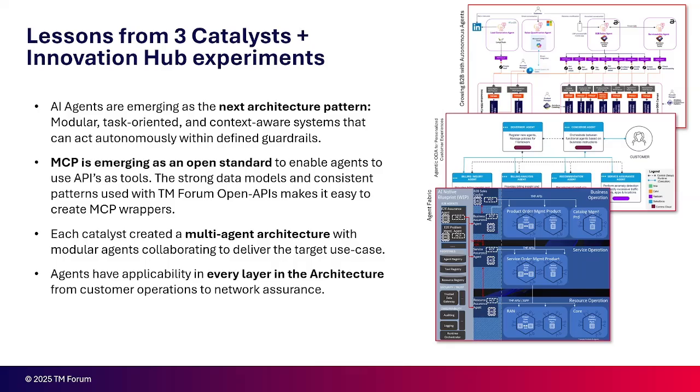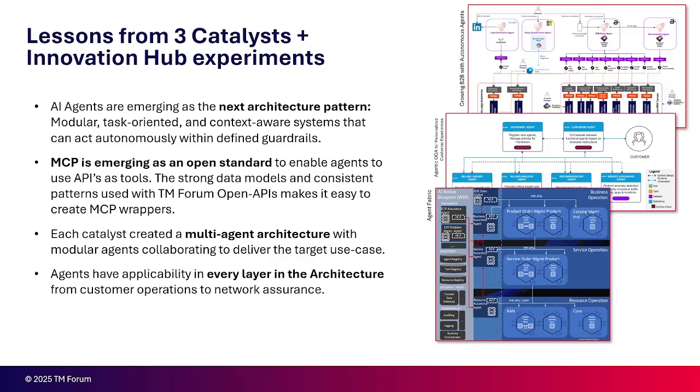Finally, agents have applicability across every architectural layer. The Agent Fabric Catalyst operates at the resource and service management layers of the ODA, while the other catalysts focus on customer-facing and commercial domains. And agents aren't relevant just on functional domains, but throughout the technology lifecycle, from architecture and design through delivery and operations.